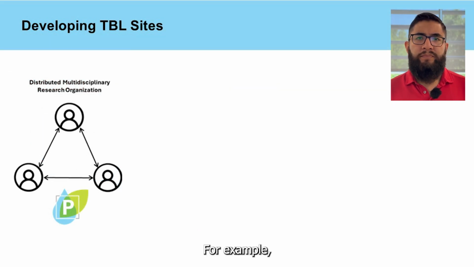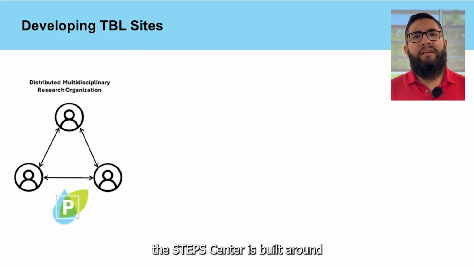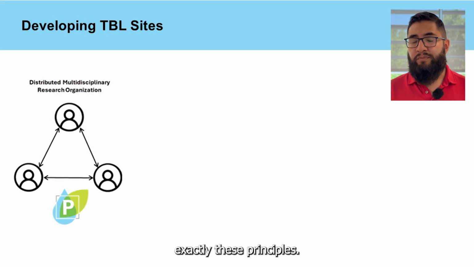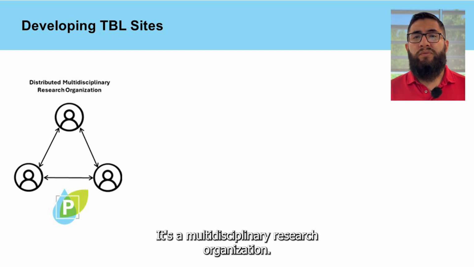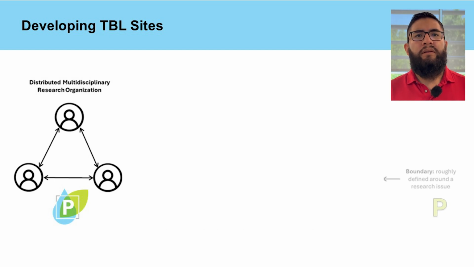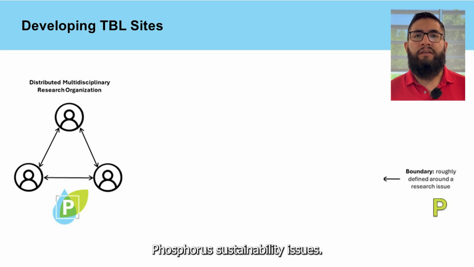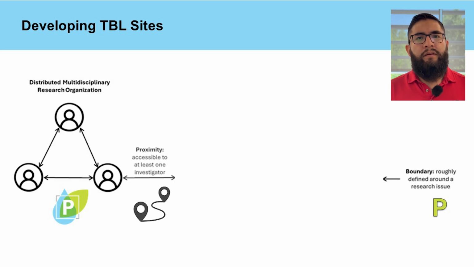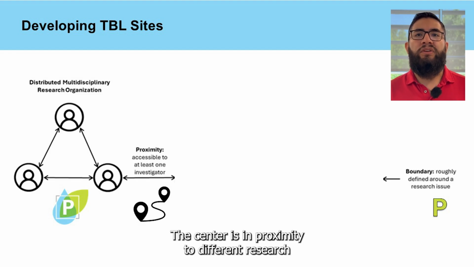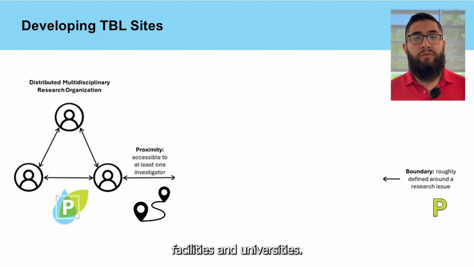For example, the STEP Center is built around exactly these principles. It's a multidisciplinary research organization. It has a clear boundary: phosphorus sustainability issues. The center is in proximity to different research facilities and universities.